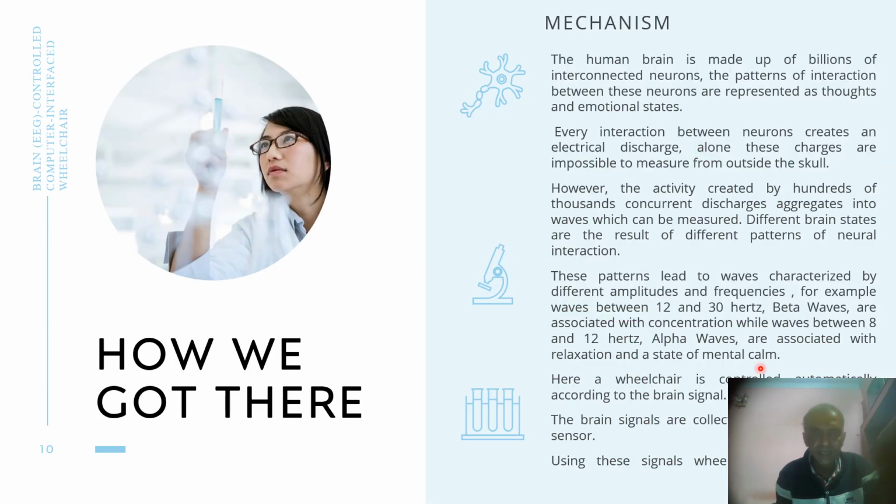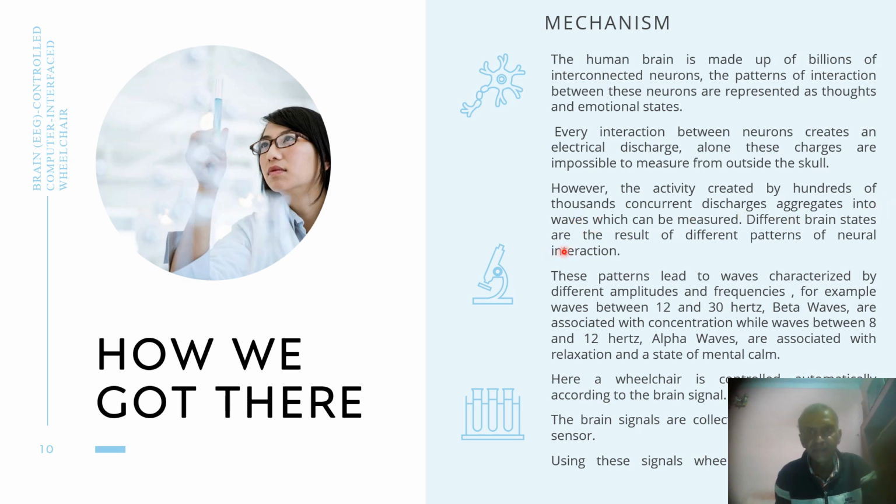How we got there actually? The human brain is made up of billions of interconnected neurons. The patterns of interaction between the neurons are represented as thoughts and emotional states. Every interaction between neurons creates an electrical discharge. Alone, these charges are impossible to measure from outside the skull. However, the activity created by hundreds of thousands of concurrent discharges aggregates into waves which can be measured.